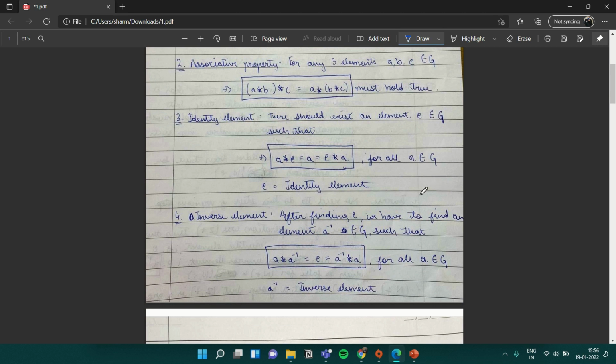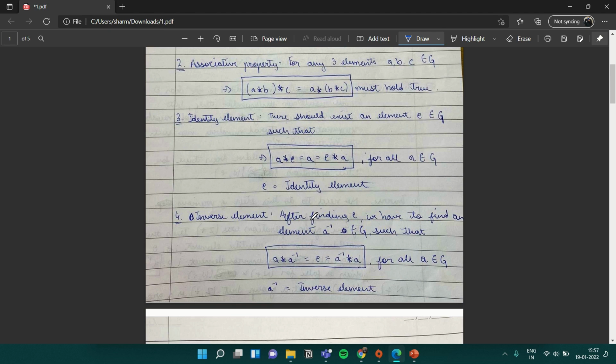Fourth, the inverse element. After finding the element e, we have to find an inverse element denoted by a raised to the power -1 such that this equation holds true. That means that the star of a and a inverse should be equal to the identity element.